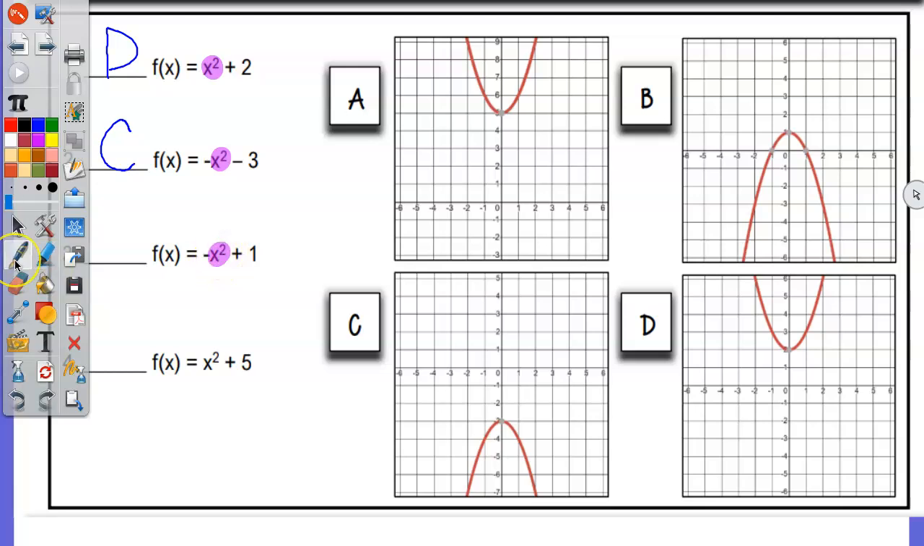Highlight the mother function here. What's it doing? Reflect down and then shift. Careful, be careful. Plus 1, so shift up. So that's which one? B. What about this one? Clearly A, but it's opening up like normal, and then it's shifting up 5.